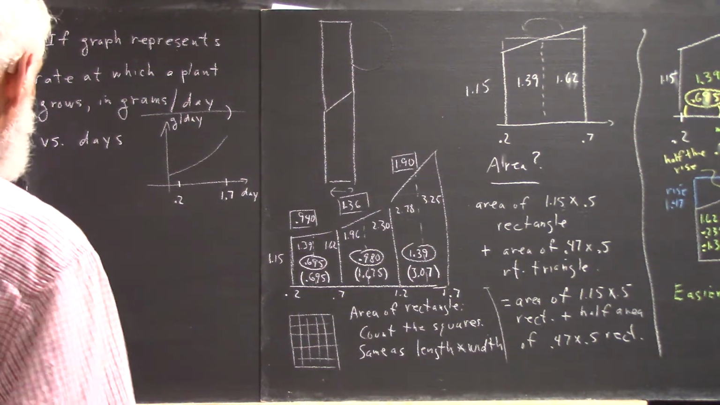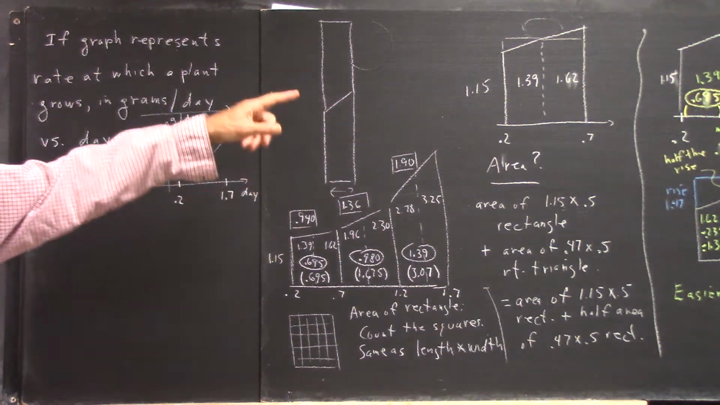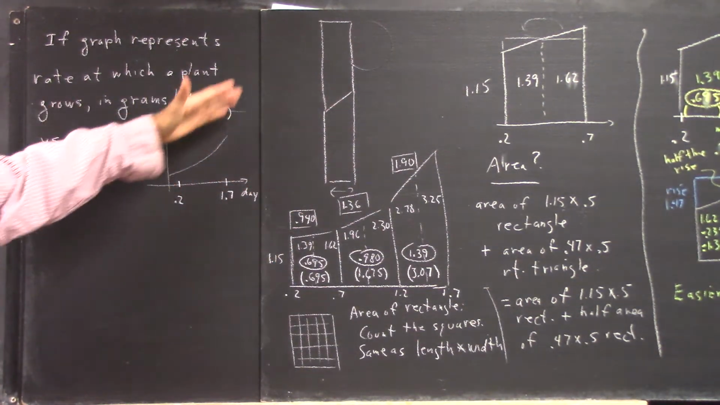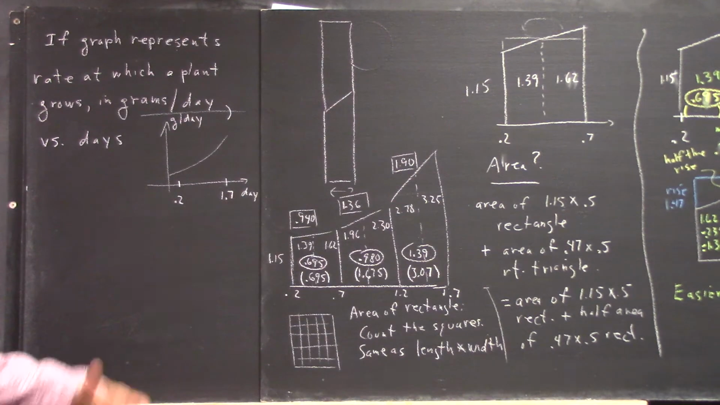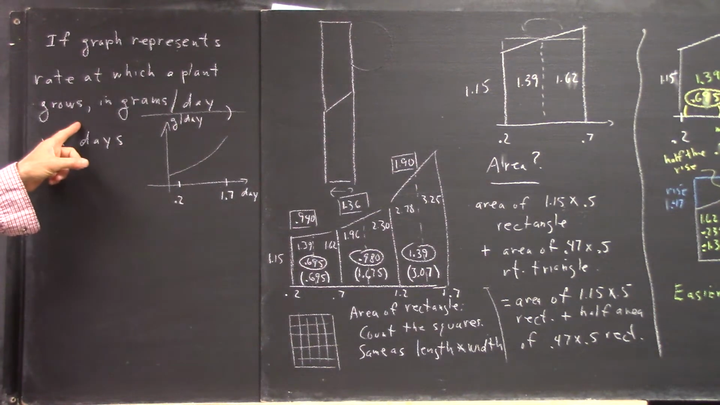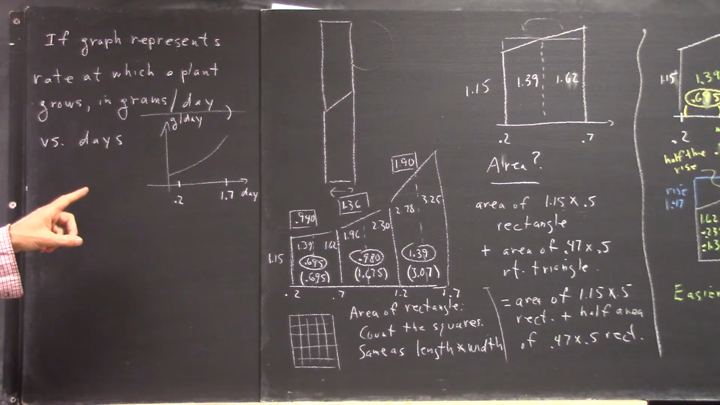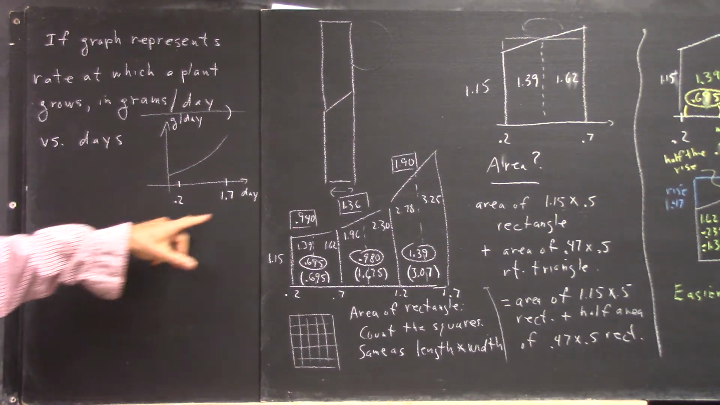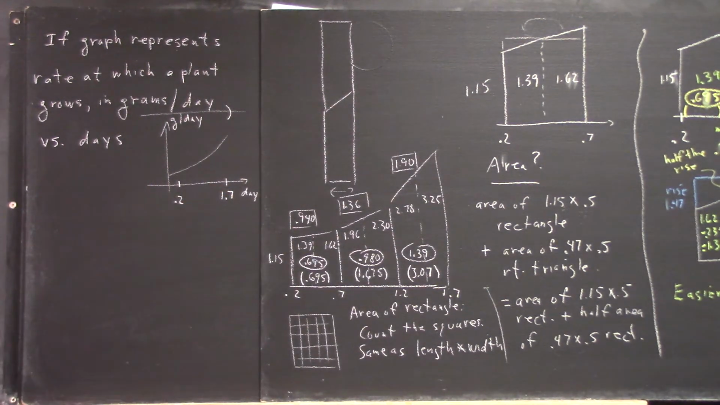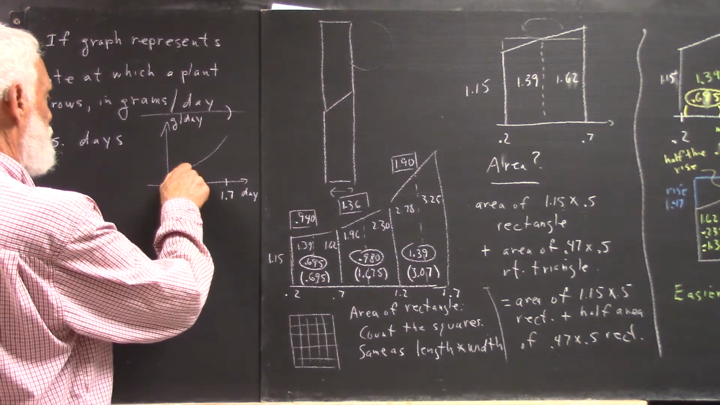So, think about that for a minute. If our graph here, well, first of all, the graph of our 2 to the x function, if there's some plant that grows such that the growth rate, the rate at which the plant grows in grams per day, versus the number of days looks like this, right? Okay? Then, what are the coordinates of this point on the graph?